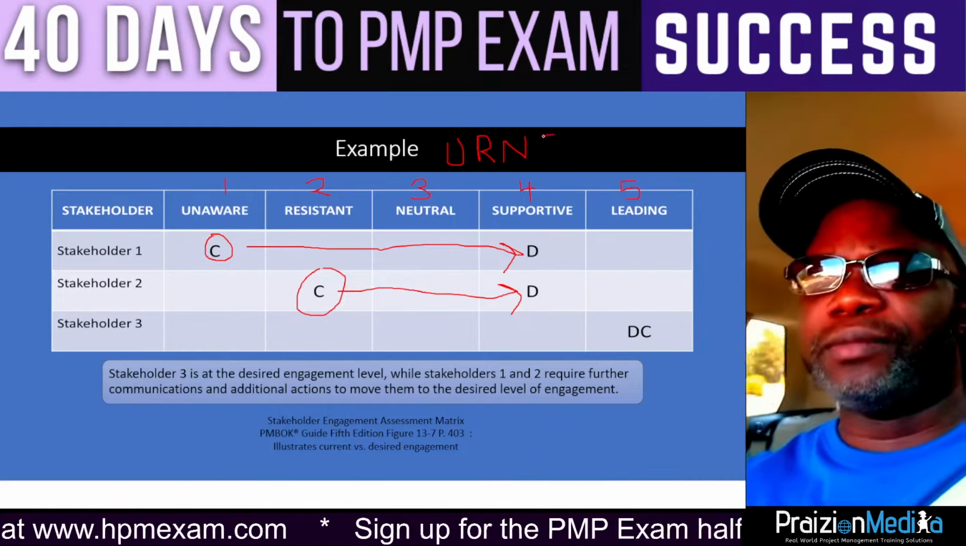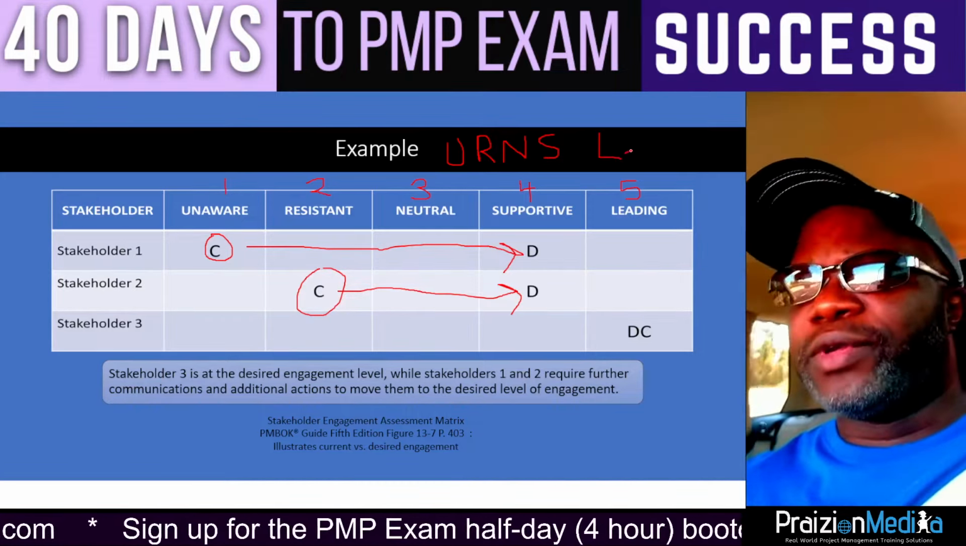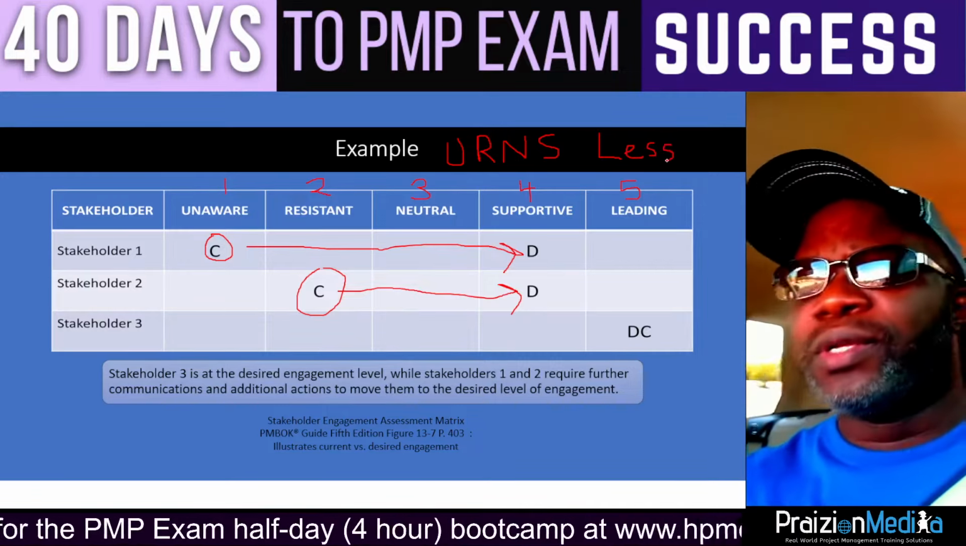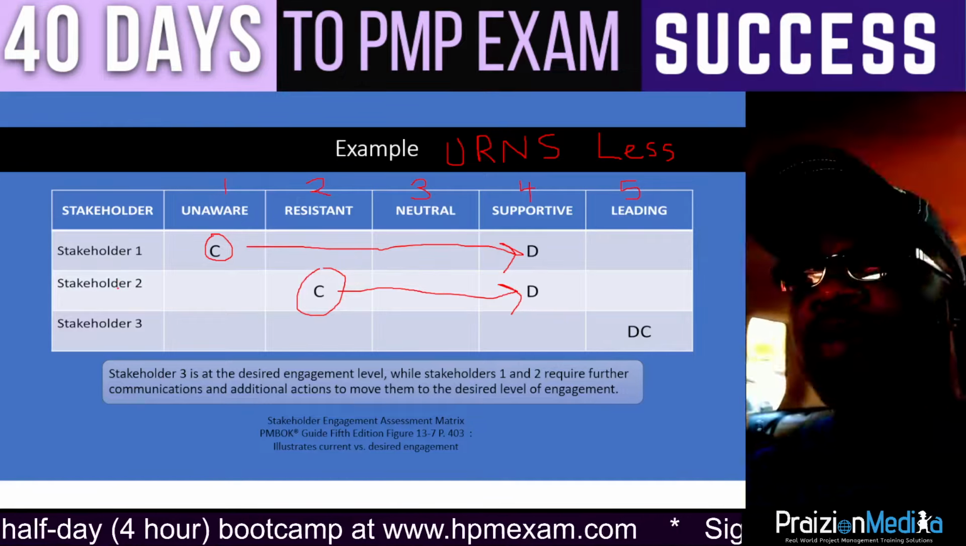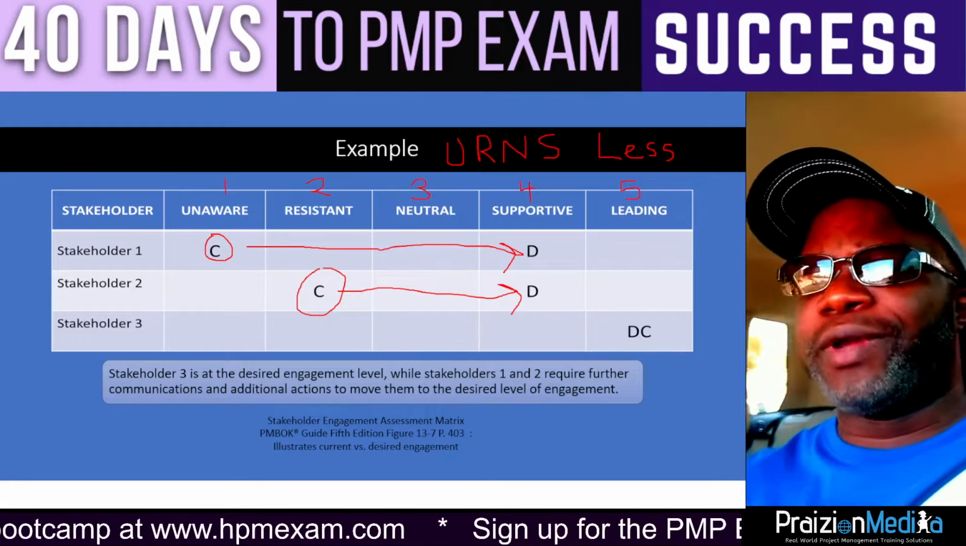Leading is the ultimate. So how do we get a stakeholder from being resistant or neutral to actually being in a more supportive role or in a more leading role? It really depends on the stakeholder. But that's what your strategy needs to be.